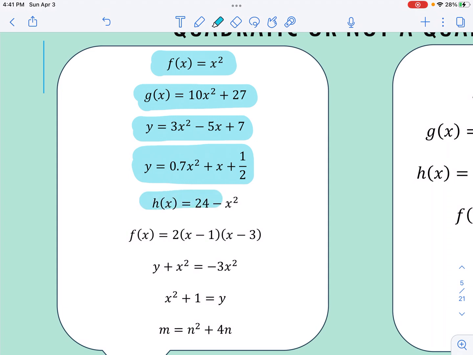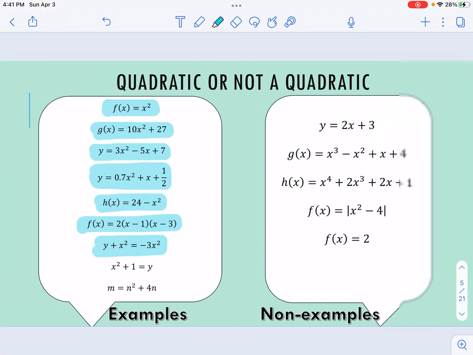I could also give you guys quadratic functions where it's not written in standard form. I also could give you quadratic functions where it's written in factored form. I could also give you guys quadratic functions where there's variables on both sides. So as we take a look at all the examples on the left, these are still all examples of quadratic functions.